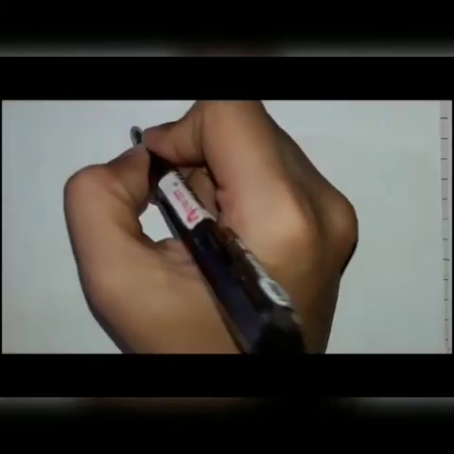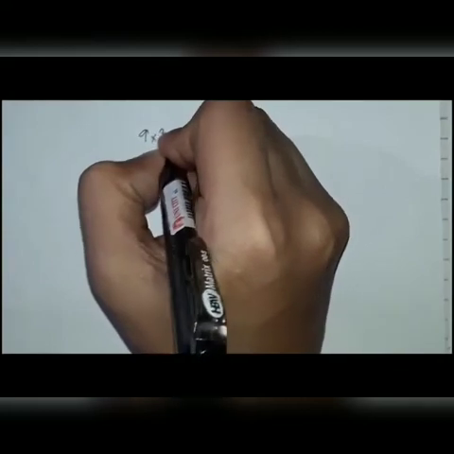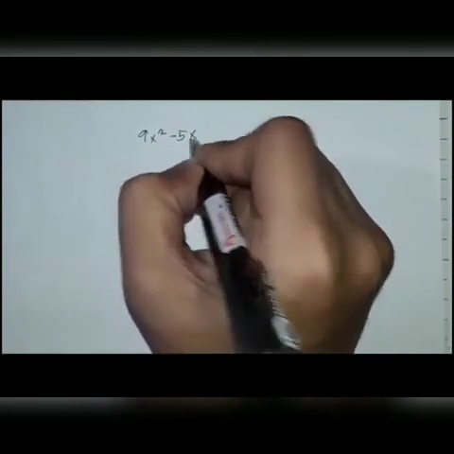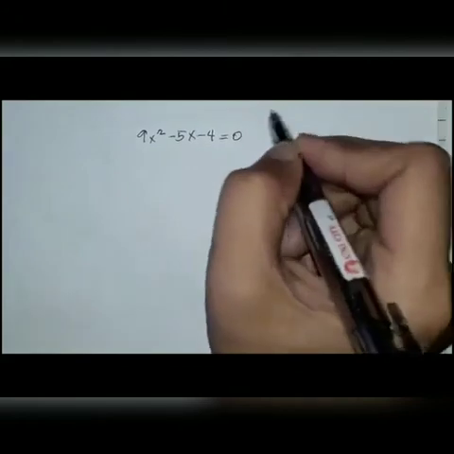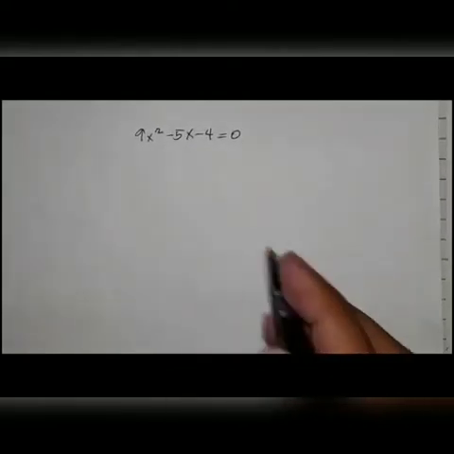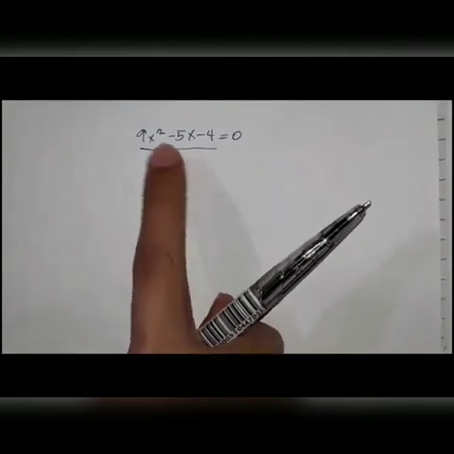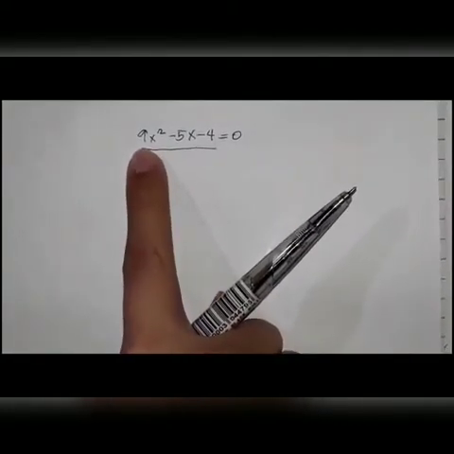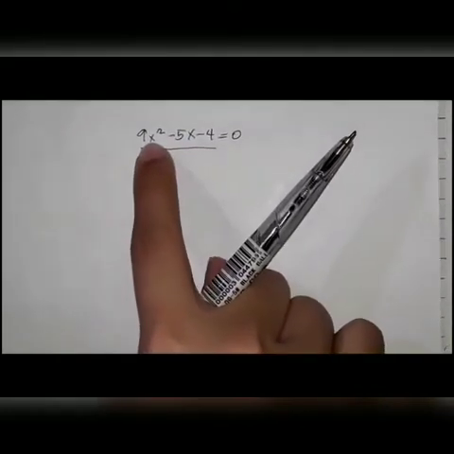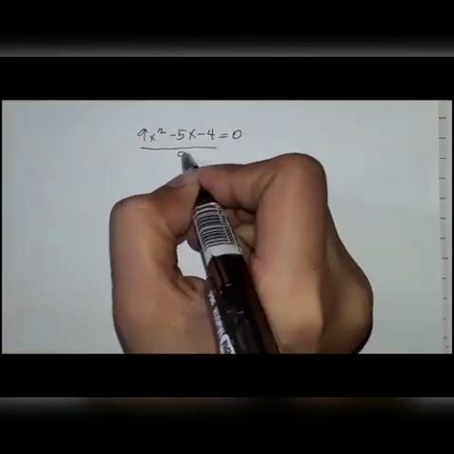For our third example, this is 9x squared minus 5x minus 4 is equal to 0. So this equation is a tricky one if we are going to use completing the square. As you can see, this is not yet a perfect square trinomial. So we are going to transform it by dividing the whole equation by the number before the variable x in the first term. That's 9.